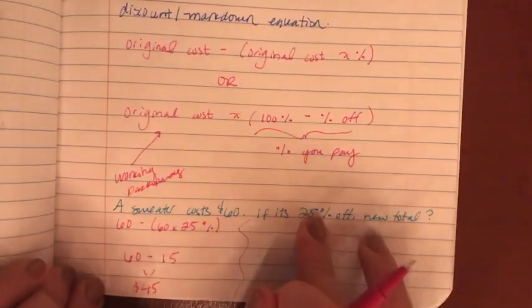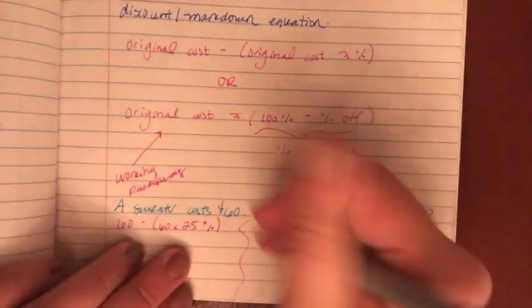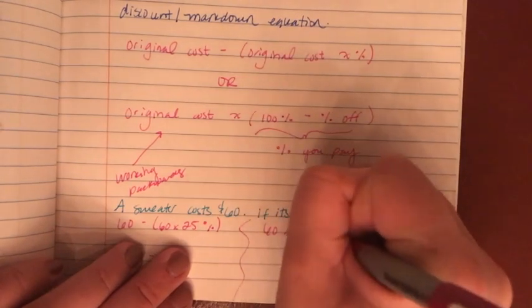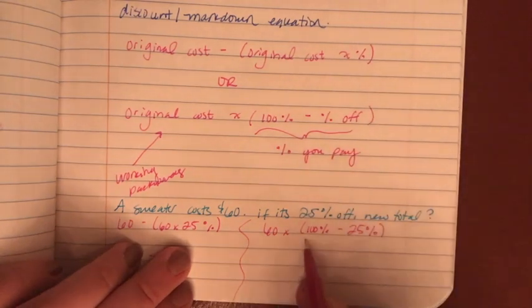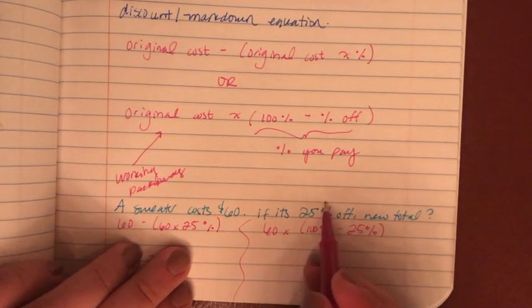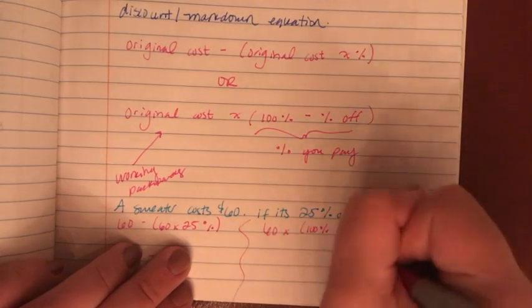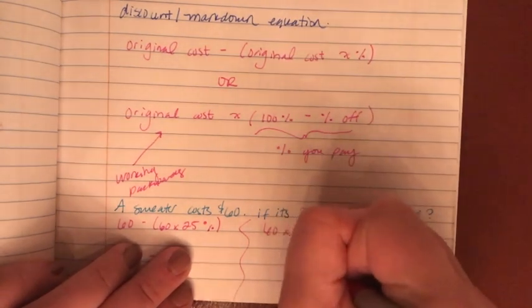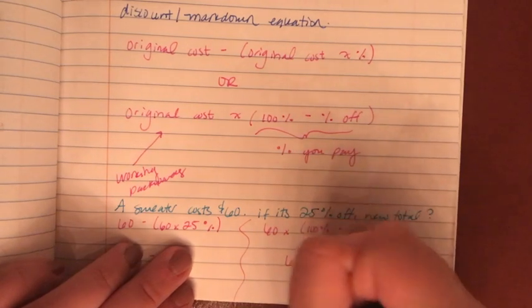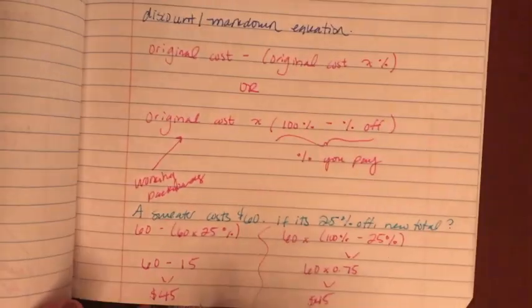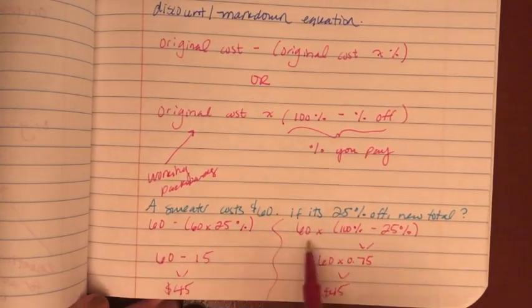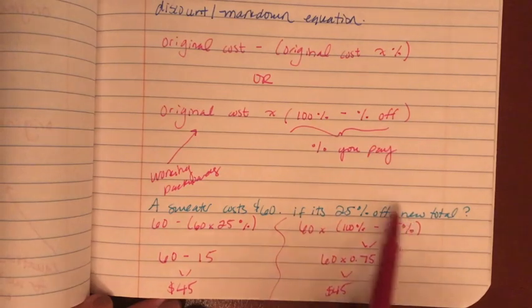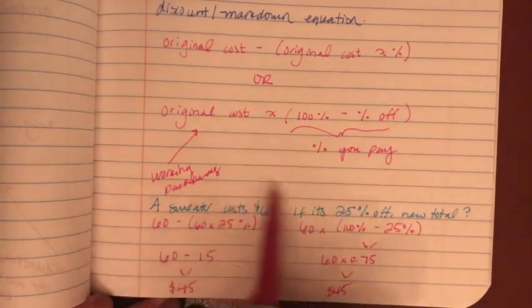And then over here, if I use my other equation, I get 60 times 100% minus 25%, so that's 75%. So I only pay 75% of the total because I got 25% off. 60 times 0.75 is $45. So I get the same answer regardless of which equation I use. So when you're going forward, when you're finding the new total, you can use either of these. But if you're working backwards, you were given the new total, you do have to use this one here.